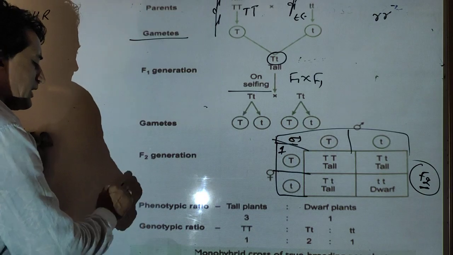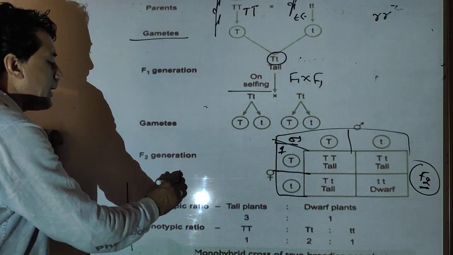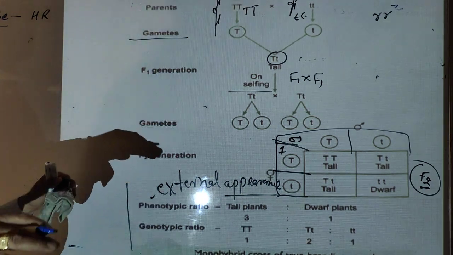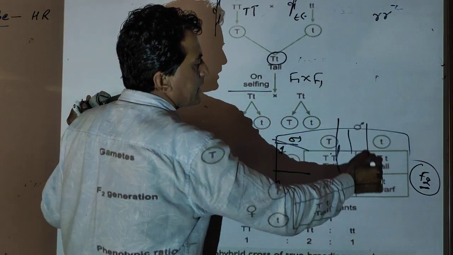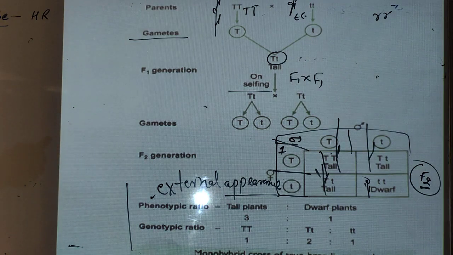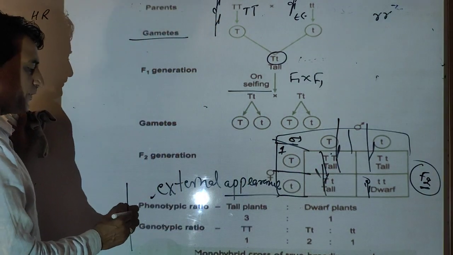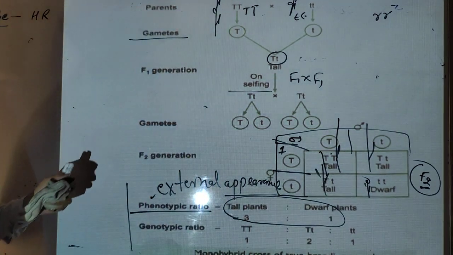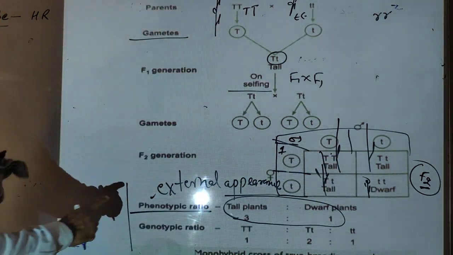In the case of the F2 generation there are two forms: one is the phenotypical ratio, another is the genotypical ratio. Pheno means external appearance. External visibility: for example, in these plants there is height, again height, again height, but there is a difference in height. On the basis of visibility, three plants out of four are tall and one is short. So the phenotypical ratio of the F2 generation of a monohybrid cross is 3:1, tall to dwarf. Three look tall and one looks short. Phenotypical is on the basis of appearance.